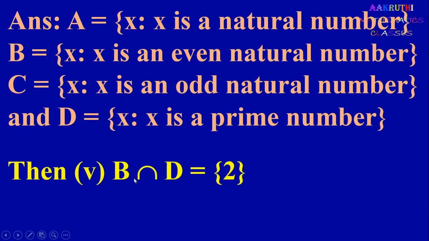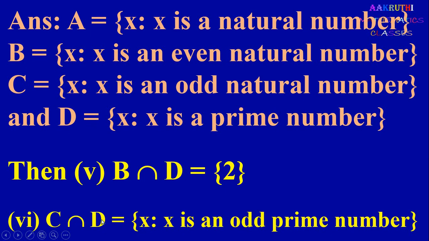So next question, it is B intersection D. B set is even natural numbers and D set is prime numbers. Now what is an even prime number? So the even prime number is only 2. The common element in even natural numbers and prime numbers is 2. So therefore B intersection D is the set containing the element 2.